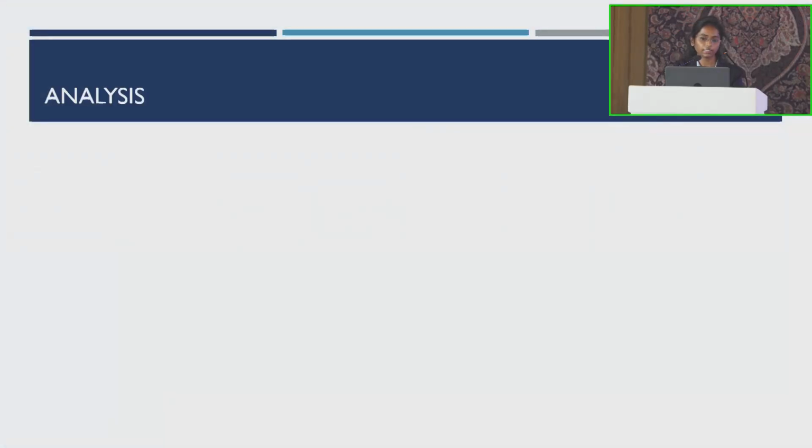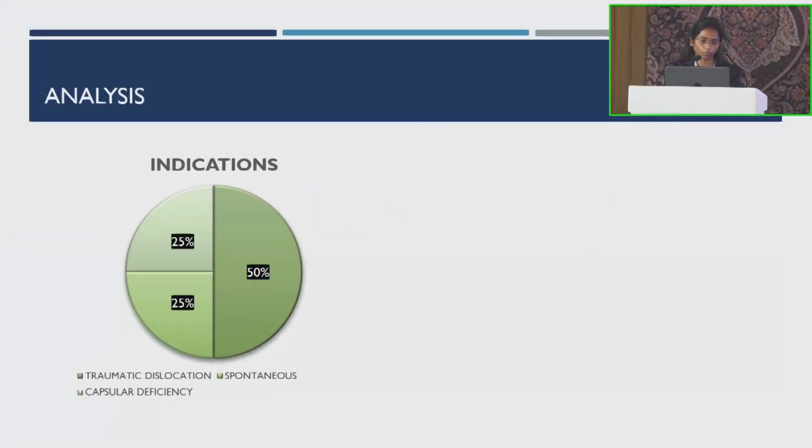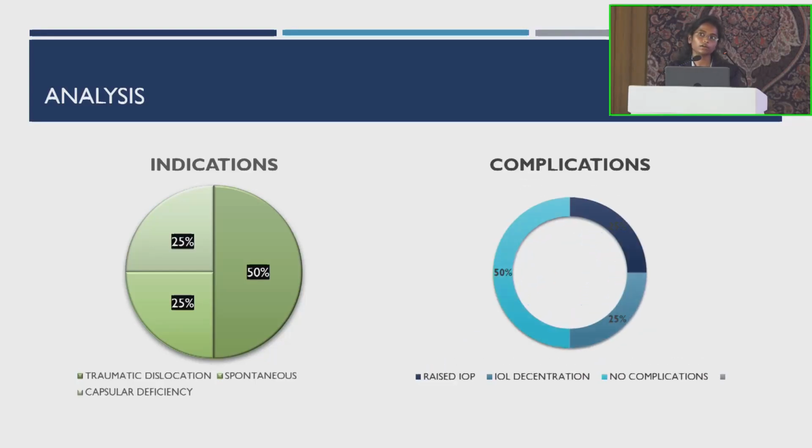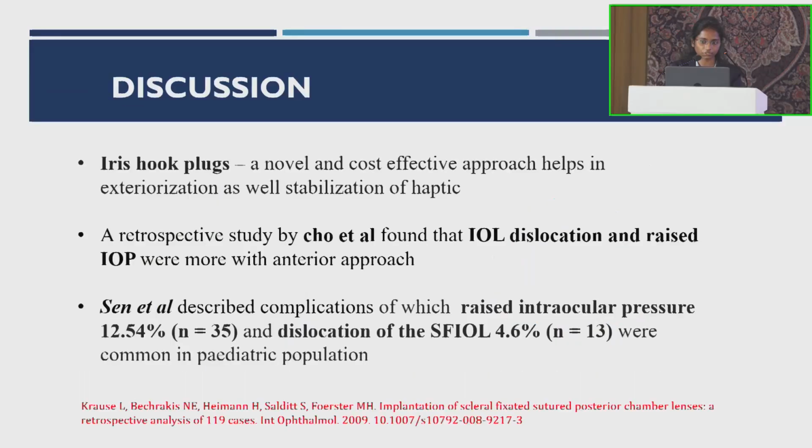In our case, the indication for going for SFIOL was trauma in 2 cases and spontaneous dislocation in 1 case, followed by capsular deficiency in 1 case. We found a complication of IOP rise, which was managed medically, and IOL decentration was seen in 1 case, for which we had to go for resurgery.